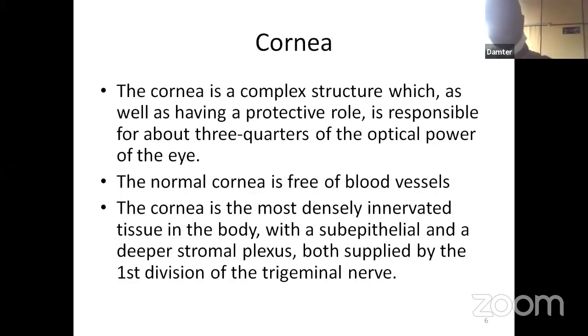And since we're discussing herpes simplex virus and its manifestation on the cornea, it is noteworthy that we should also talk a little about what the cornea is and the layers of the cornea that are easily affected with herpes simplex virus. The cornea is a complex structure which, as well as having a protective role, is responsible for about 3/4 of the optical power of the eye. The cornea is free of blood vessels and is the most densely innervated tissue in the body, with a subepithelial and deeper stromal plexus. It is supplied by the first division of the fifth cranial nerve.